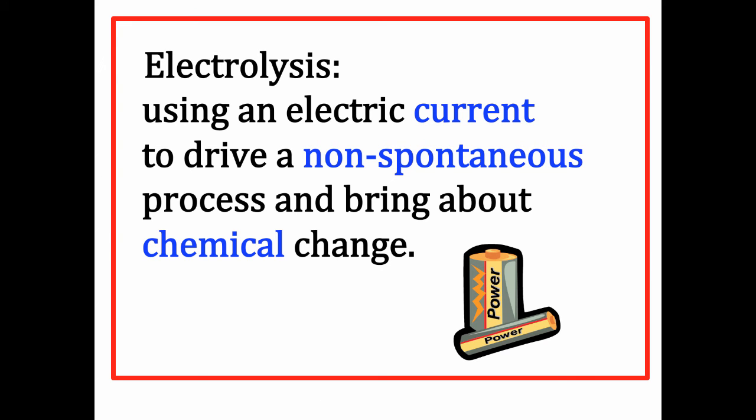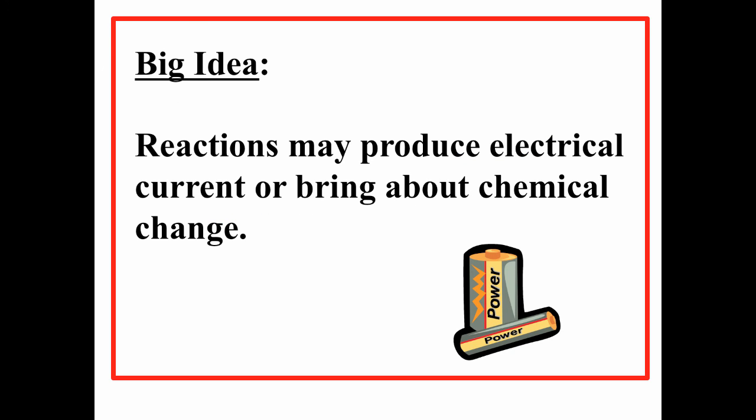But we can make this happen via a process called electrolysis, where we use an electric current to drive a non-spontaneous process and bring about chemical change. So instead of writing this reaction and saying, hey, it's not going to happen, it's not a spontaneous process because it has a negative E-naught, we hook it up to a power supply and we force current through it, and we force the electrons to go in the direction they, quote, don't want to go, and make the reaction occur, even though it's not spontaneous.